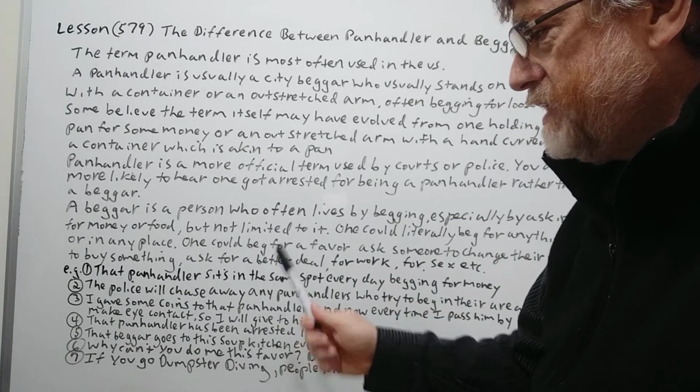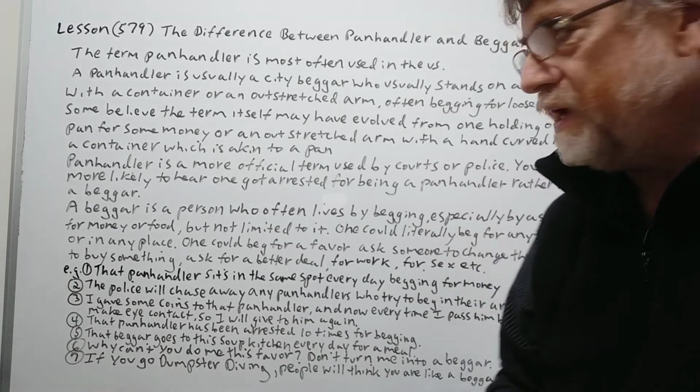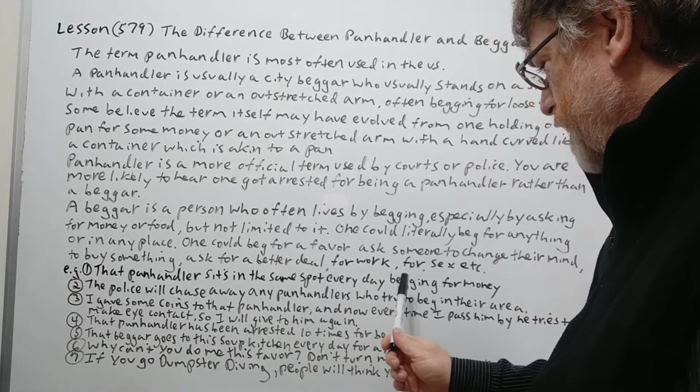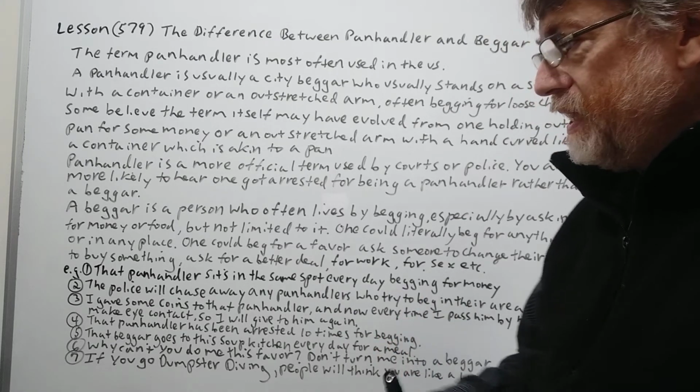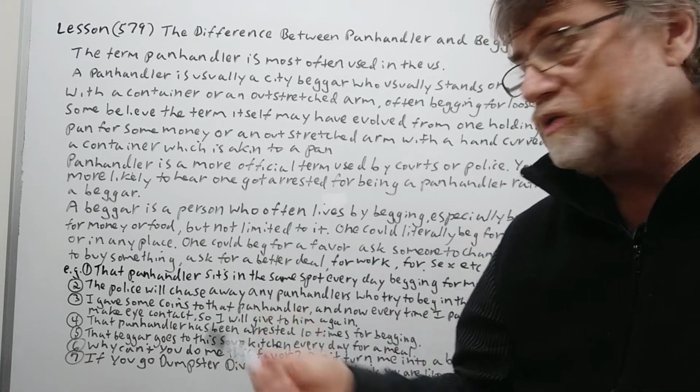All right, and we got 7 examples to give you a better feel of when you're more likely to use one than the other. Number 1: That panhandler sits in the same spot every day, begging for money. Now, could you say beggar here? Yeah, you could. Both would work. So this is crossover; both could be used for this one.